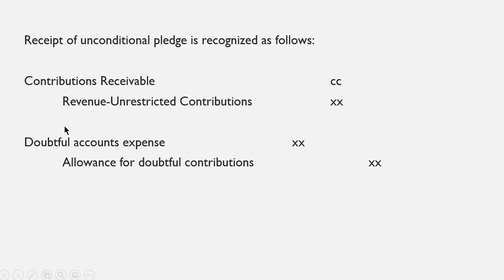This is the entry we make when our contribution receivable, of course, is involved. If we can estimate that some of the amounts in our contribution receivable would be considered uncollectible, then we set up a doubtful accounts expense for such receivable.